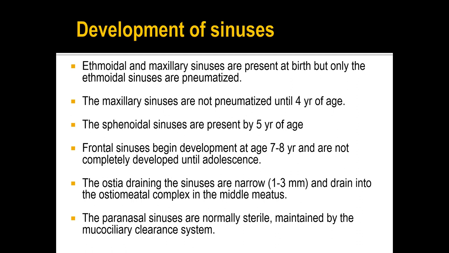And then the sphenoid sinuses start appearing by 5 years of age. Frontal sinuses will develop by 7 to 8 years of age, and are not completely developed until adolescence. The ostia draining the sinuses are very narrow, 1 to 3 millimeters, and they form an osteomeatal complex in the middle meatus of the nose. So any small blockage in this osteomeatal opening can lead to stagnation of secretions and cause secondary infection. Normally, the secretions of the paranasal sinuses are sterile.